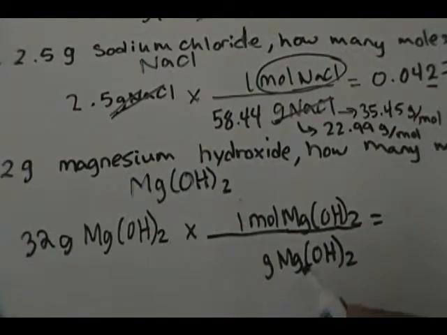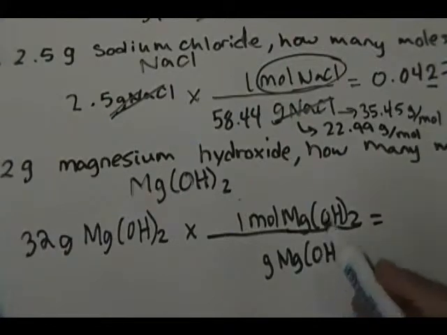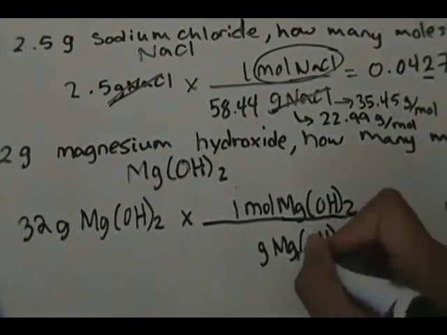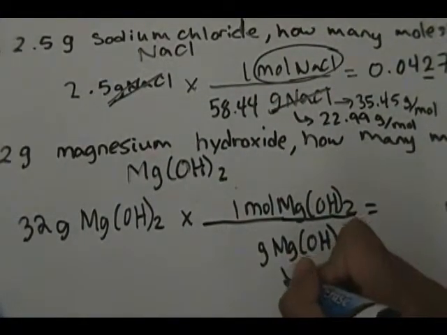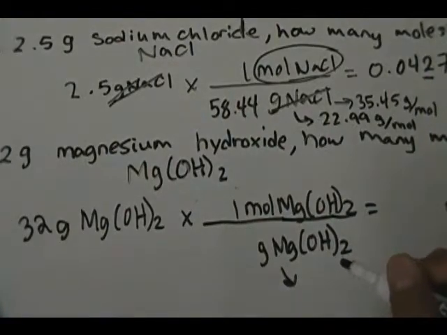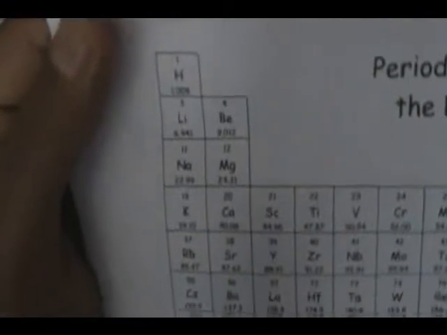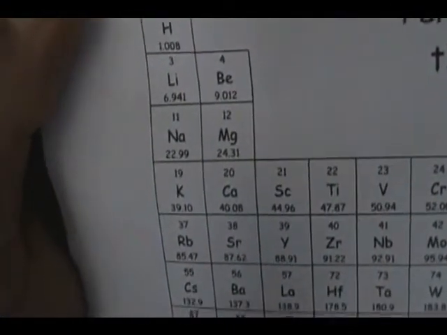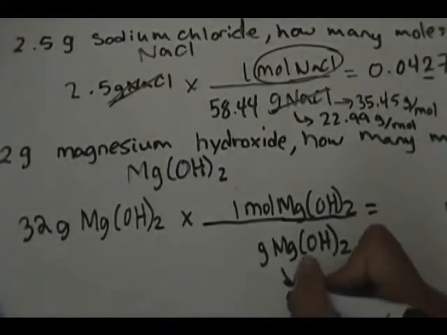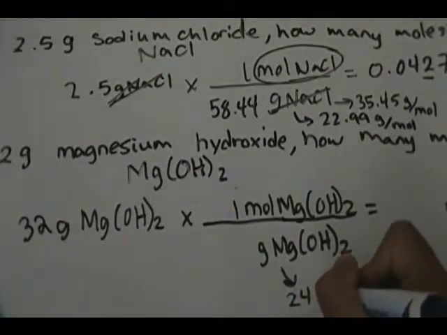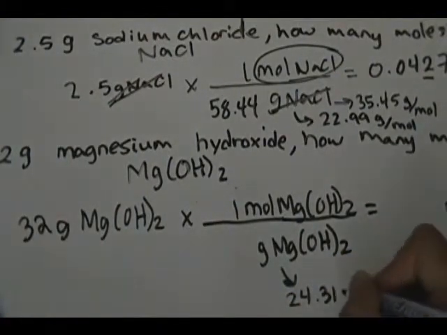So how do we figure out the molar mass of magnesium hydroxide? The same way we did for sodium chloride. The mass of magnesium from the periodic table, let's look at it. Magnesium would be right there, number 12, which has 24.31, right? Grams per mole.